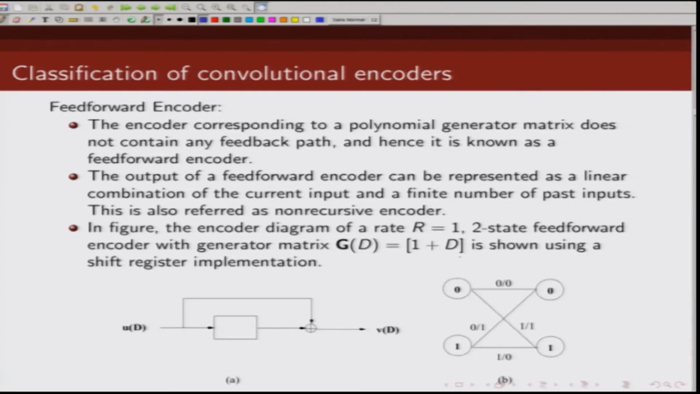rate 1 code is given by 1 plus D, and you can see this is an example of a feed forward encoder whose generator matrix is a polynomial generator matrix, and there is no feedback from the output to the input side. And this is its corresponding state diagram for this feed forward encoder.